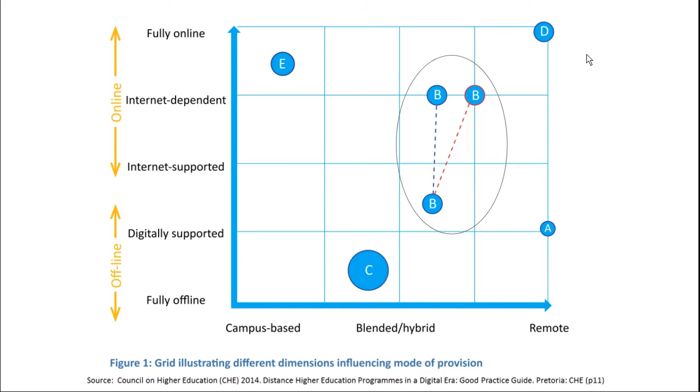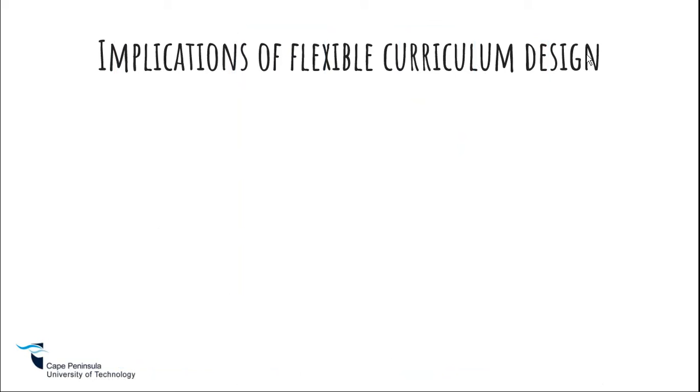So let's say you're B at the bottom. Do you want to go more internet dependent, or do you want to go more remotely? Or perhaps you can do both. Perhaps you will have two streams. Perhaps you're splitting your course into two specializations. Perhaps there are some courses that are more elective that you can decide to offer more remotely, and others more internet dependent, and so on. So those are the different dimensions influencing your modes of provision.